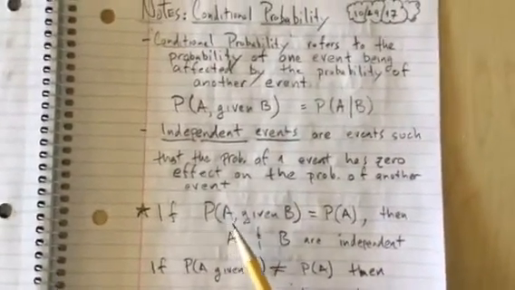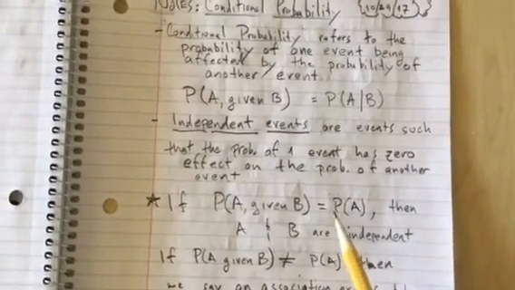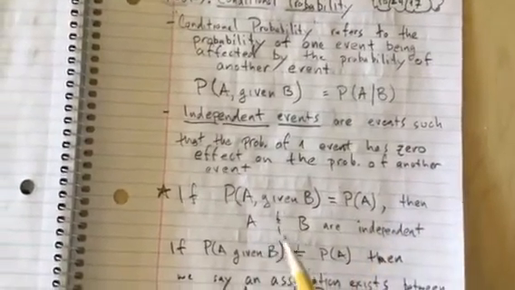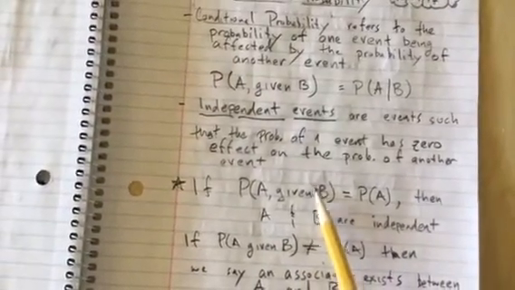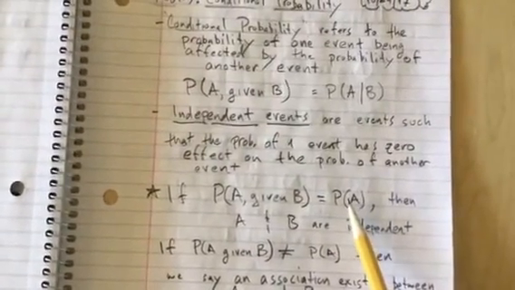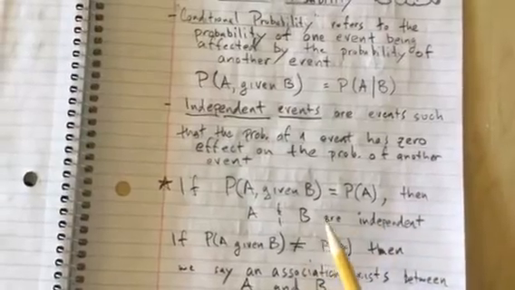If the probability of A given B is the same as the probability of A, then A and B are independent. In other words, if you calculate this and you get some number, and then you calculate this and you get that same number, that means A and B are independent.